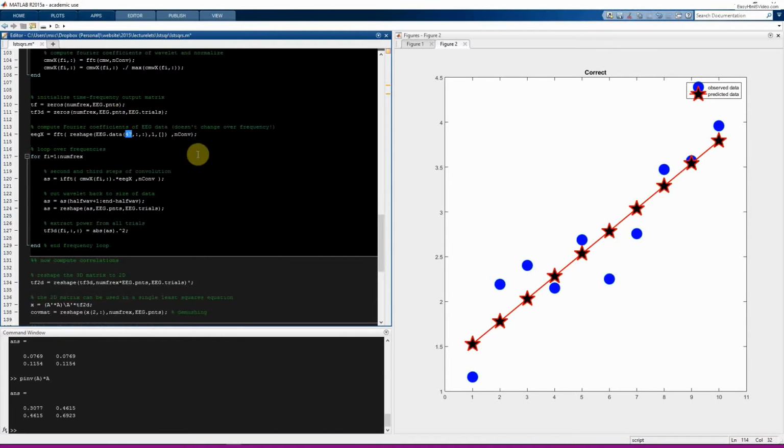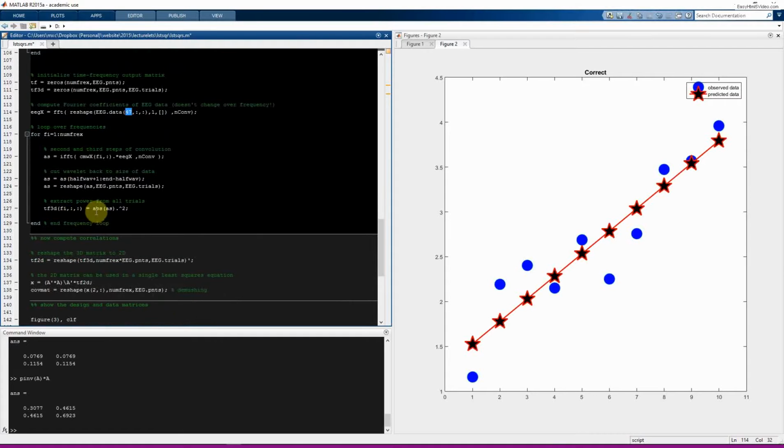The only thing that might be a little bit different is that typically we average power over all the trials. And here we're not. Here we want to save all of the single trial data. So we have this matrix TF3D, which is a 3D representation of time frequency power, and the dimensions are frequencies 30 by time point 640 by trials 99.